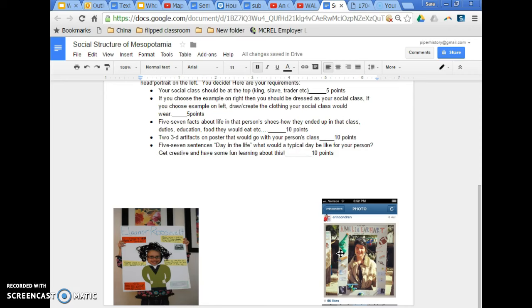And then lastly, somewhere on your poster, 5 to 7 sentences about a day in the life. So think of it kind of like a diary entry. This is me as a merchant waking up, and this is what I'm doing. This is me as a farmer and consumer, and this is what I would be doing.